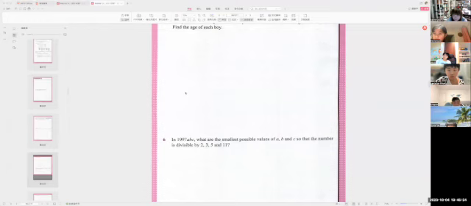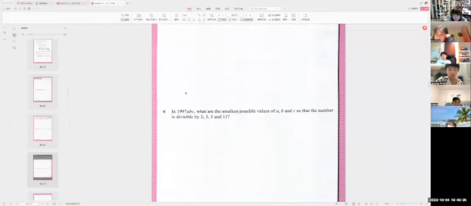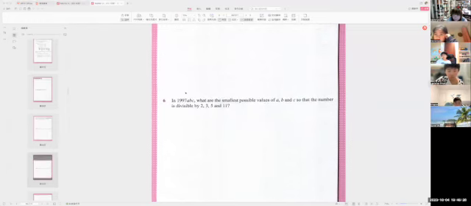In 1997ABC, what is the smallest possible value of ABC so that the number is divisible by 2, 3, 5, and 11?